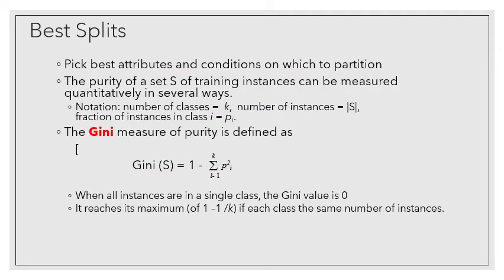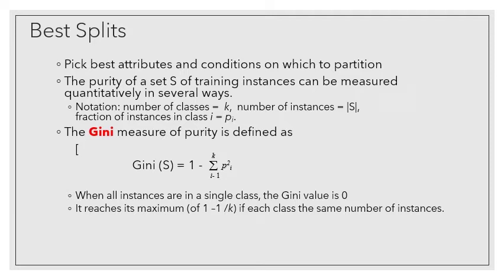By choosing a sequence of partitioning attributes, we start with a set of all training instances, which is impure in the sense that it contains instances from many classes, and end up with leaves which are pure in the sense that at each leaf all training instances belong to only one class. So we pick the best attributes and conditions on which to partition.